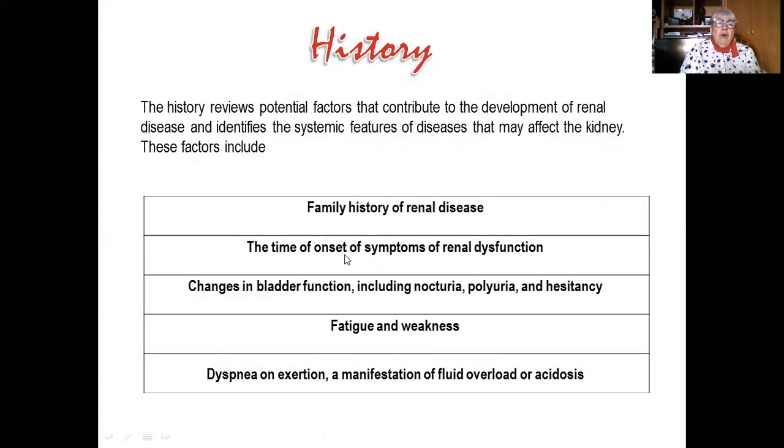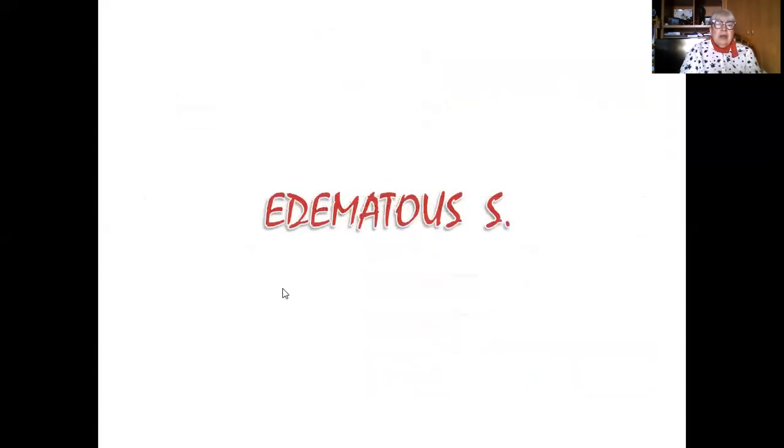The time of onset, you have to identify by your questions, the onset of the symptoms of renal dysfunction. So the changes in bladder function, including nocturia, polyuria, and hesitancy. So fatigue and weakness. So dyspnea on exertion, which can be a manifestation of fluid overload or acidosis. So let's go to the edematous syndrome.